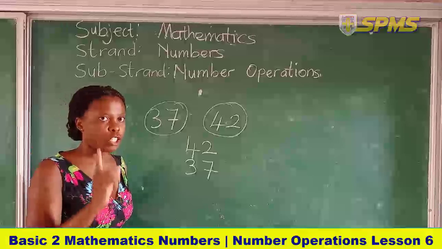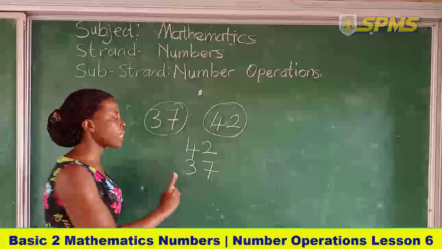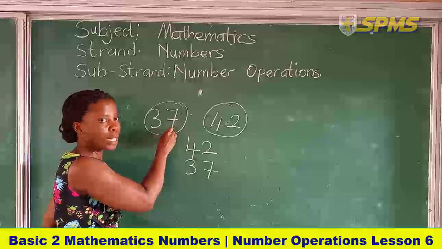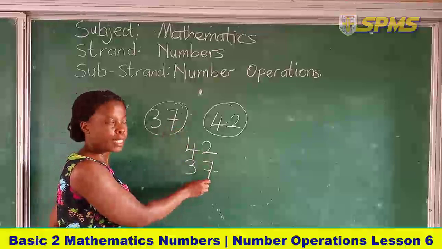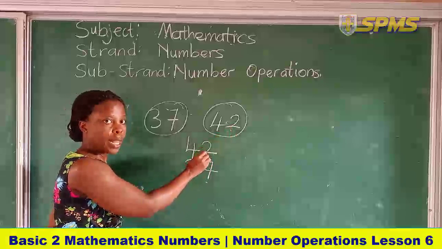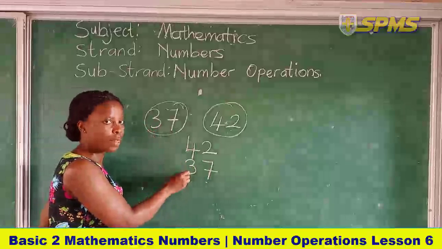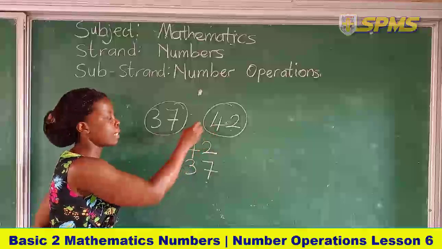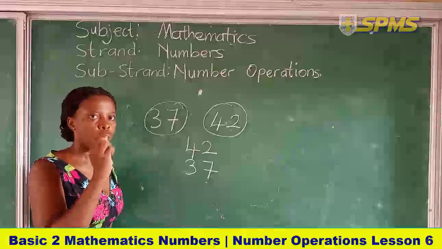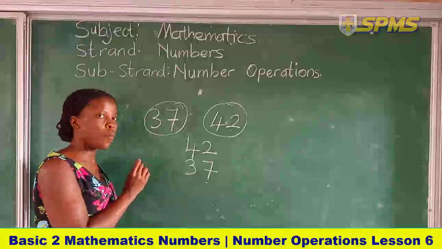Arranging the numbers, you should be very careful. The tens should follow the tens. The ones should also follow the ones. When you look at 37, 7 is the ones. So you see 7 at its place. When you look at 42, 2 is the ones. So 2 is also in the ones column. Now, the 3 is in tens. So you see 3 over there. 4 is also in tens. So the 4 is up there in their place value correctly. Then you can add. You bring your operation sign.